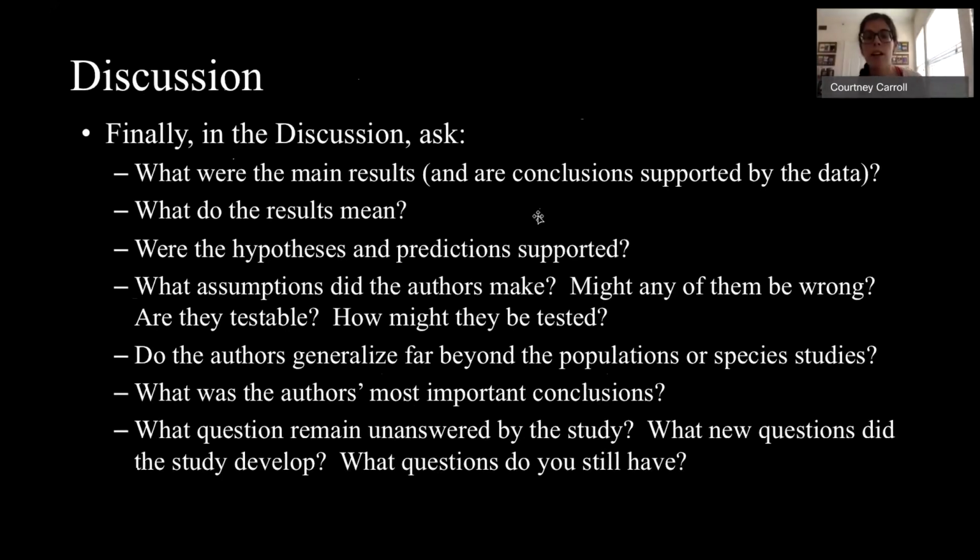You see this a lot in work with model organisms, where they'll have findings in C. elegans, for example, and then in their discussion section, they'll start jumping all the way to humans. Well, is that warranted? Did they make the case that you could jump from C. elegans right to humans, or do you need more incremental work in between? What was the author's most important conclusion, and what questions remain unanswered by the study? What new questions did the study develop? What questions do you still have?